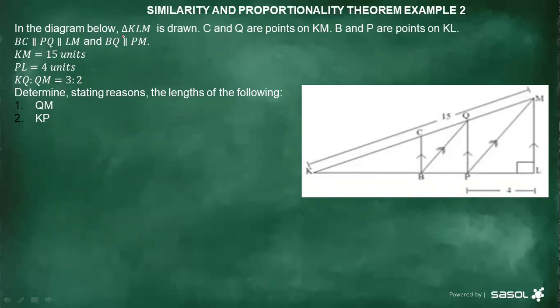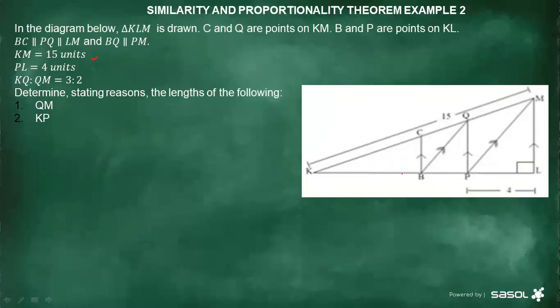In the diagram below, triangle KLM is drawn. C and Q are points on KM. B and P are points on KL. BC is parallel to QR and parallel to LM, and BQ is parallel to PM. KM equals 15 units, and PL equals 4 units. The ratio KQ to QM is 3:2. Determine, stating with reasons, the length of QM.